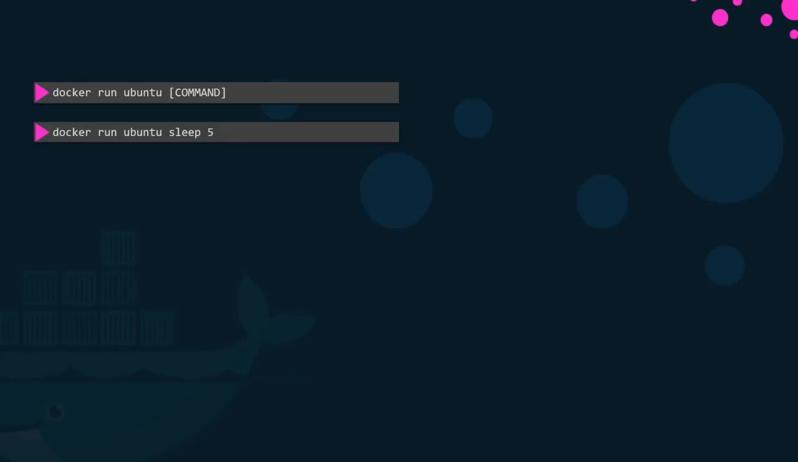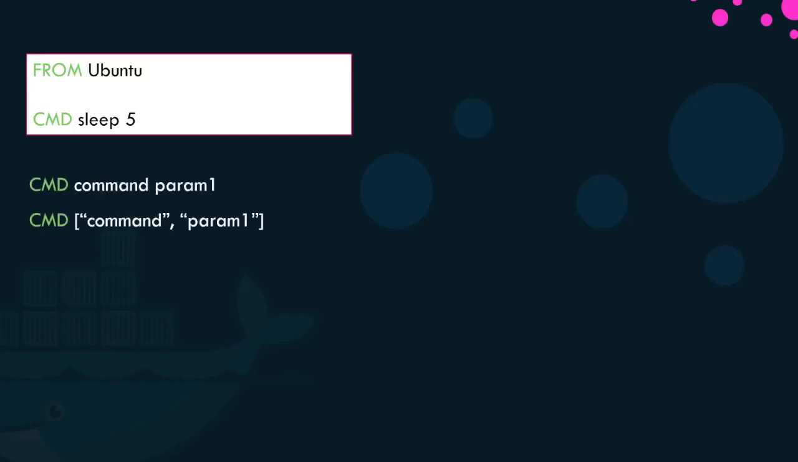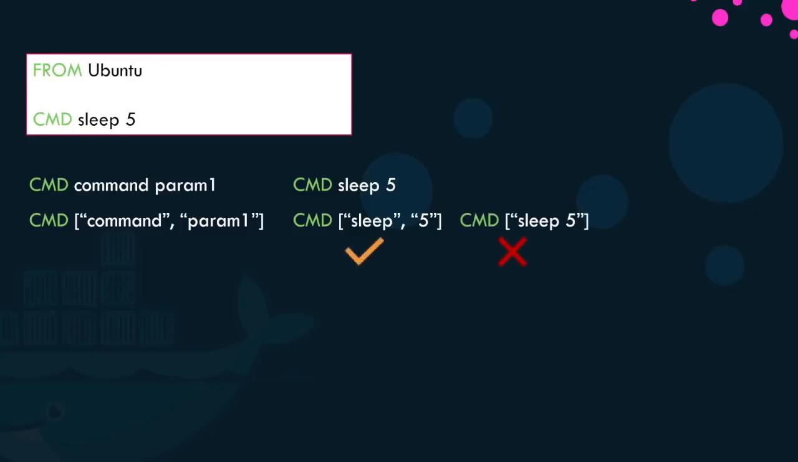But how do you make that change permanent? Say you want the image to always run the sleep command when it starts. You would then create your own image from the base Ubuntu image and specify a new command. There are different ways of specifying the command. Either the command simply as is in shell form, or in a JSON array format like this. But remember, when you specify it in a JSON array format, the first element in the array should be the executable, in this case, the sleep program. Do not specify the command and parameters together like this. The command and its parameters should be separate elements in the list.